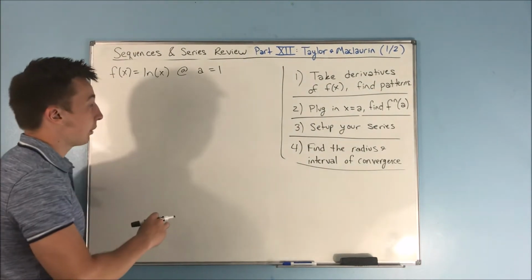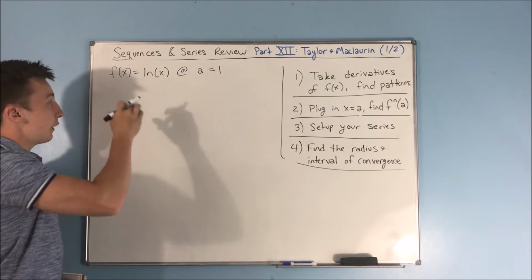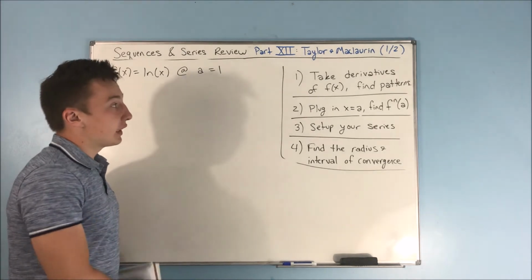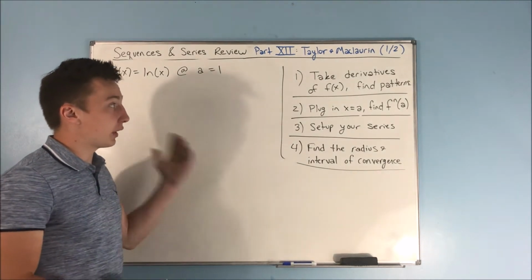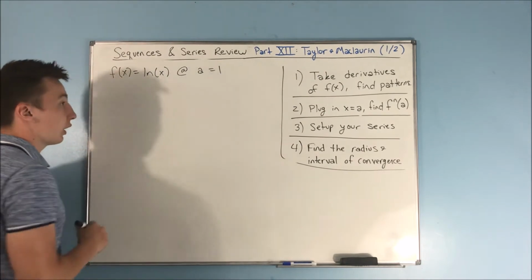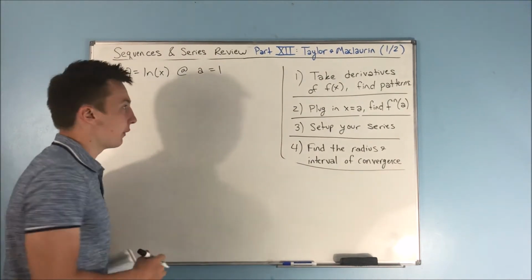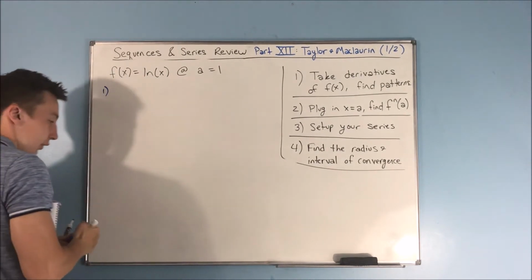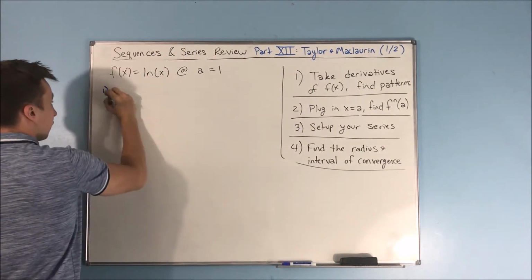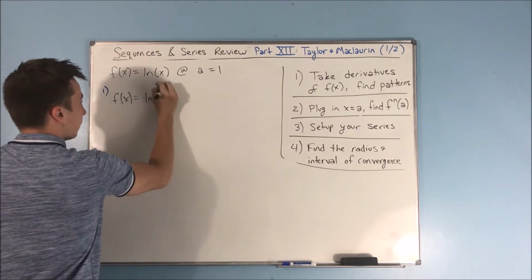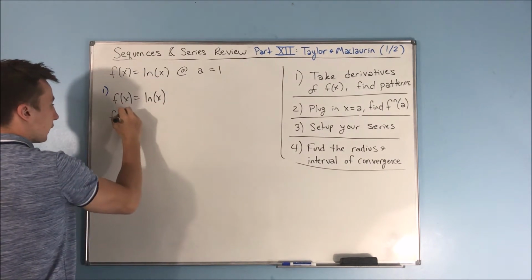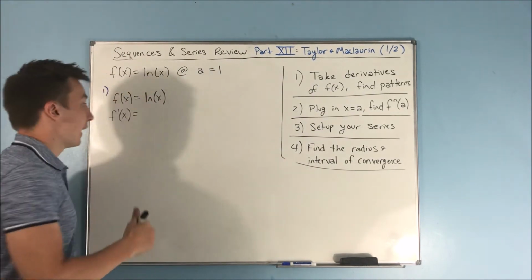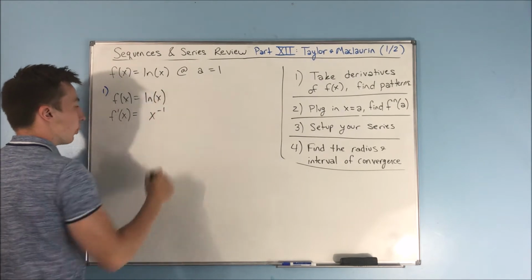Using this step-by-step process, let's find the Taylor series that represents the function natural log of x centered at a equals 1. The first thing we need to do is take derivatives of f of x, our natural log of x. We want to try to find some patterns, so let's do that. We obviously have that f of x is natural log of x, and if we take some derivatives, we find that f prime of x is 1 over x, but we are going to represent that as x to the negative 1.